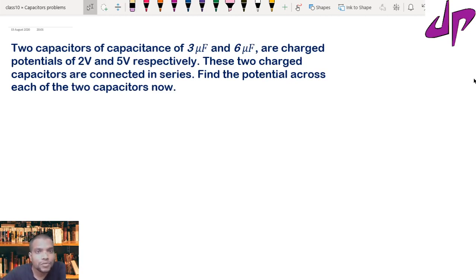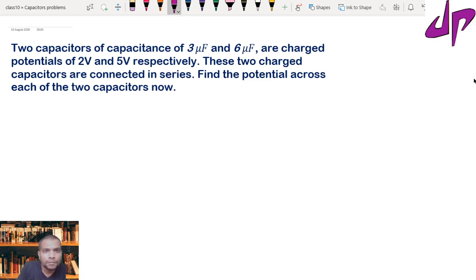Two capacitors of capacitance 3 microfarad and 6 microfarad are connected to potentials of 2 volt and 5 volt respectively. These two charged capacitors are connected in series. Find the potential across each of the two capacitors now.